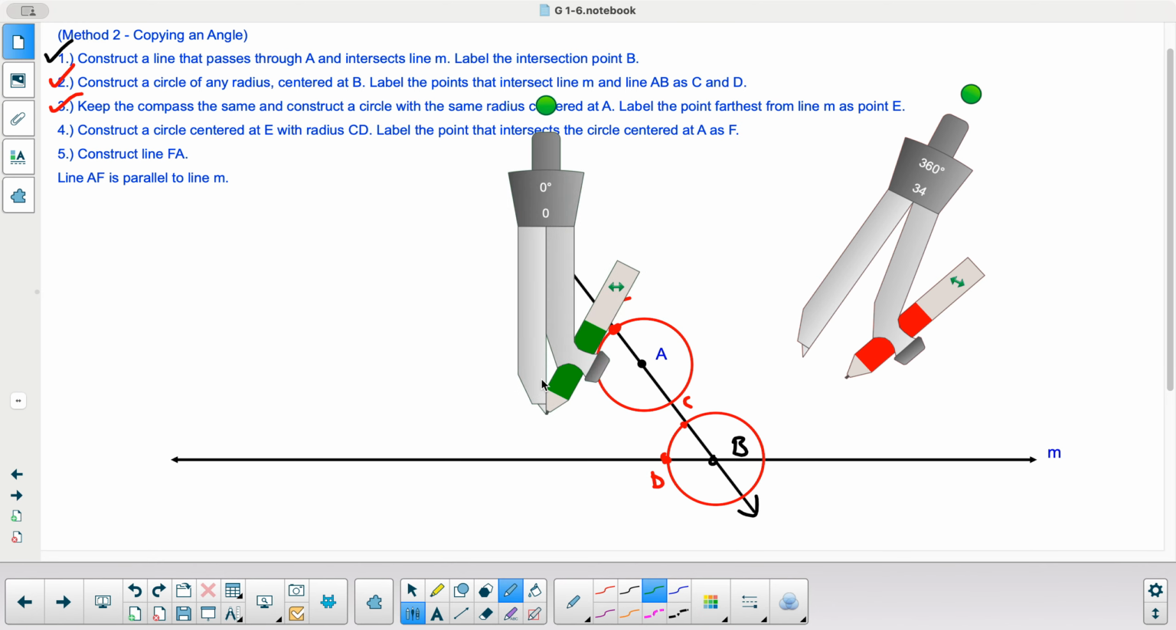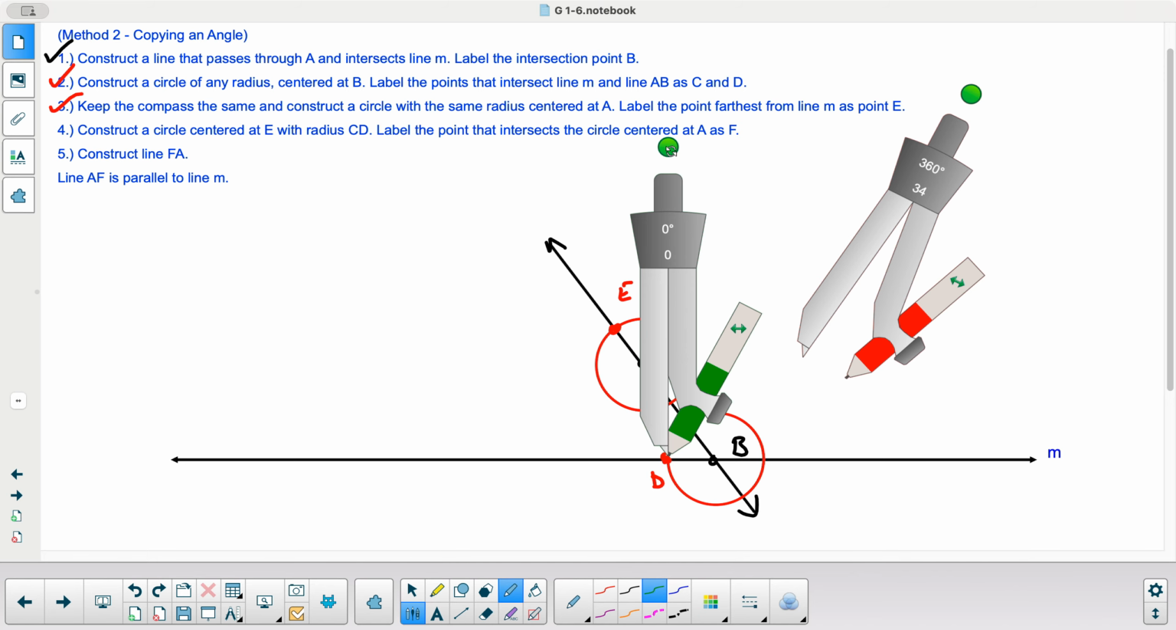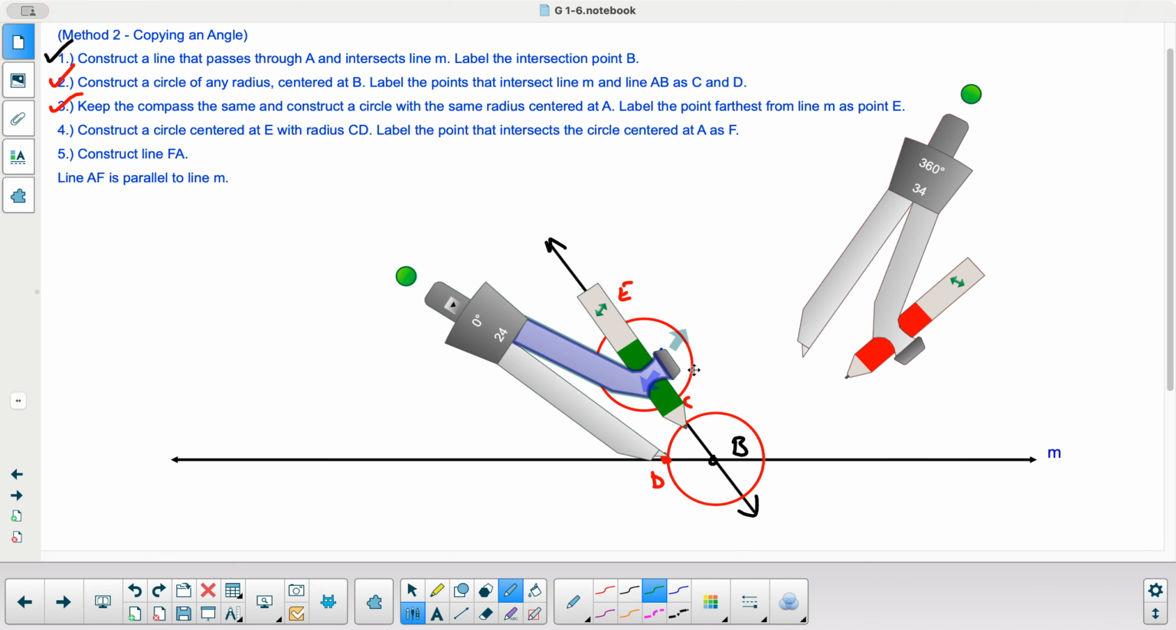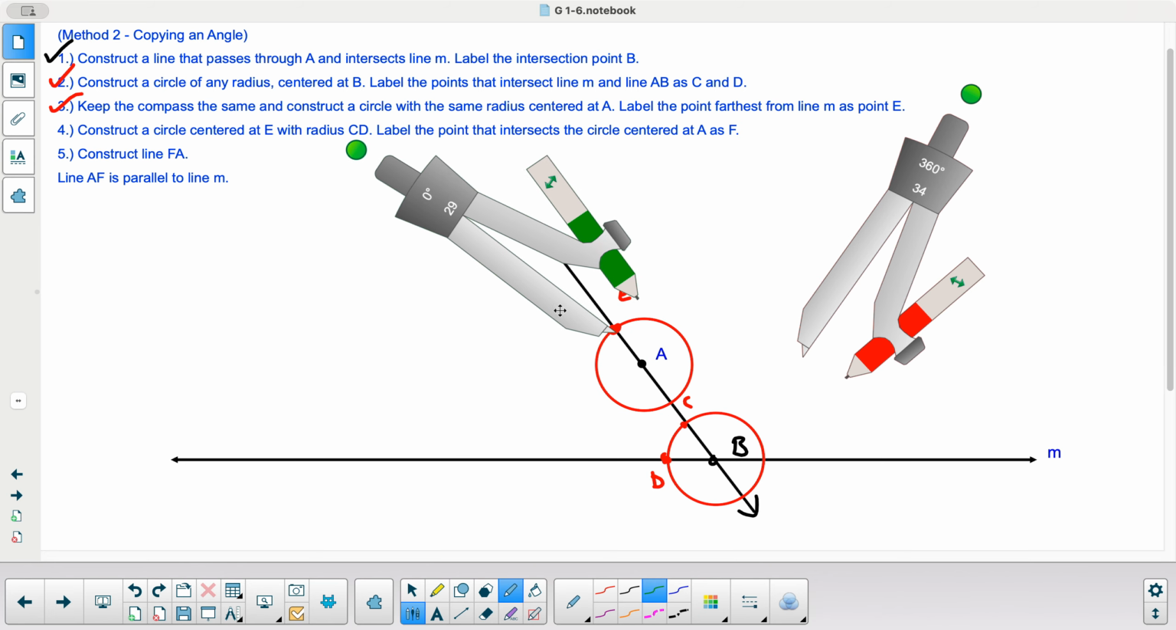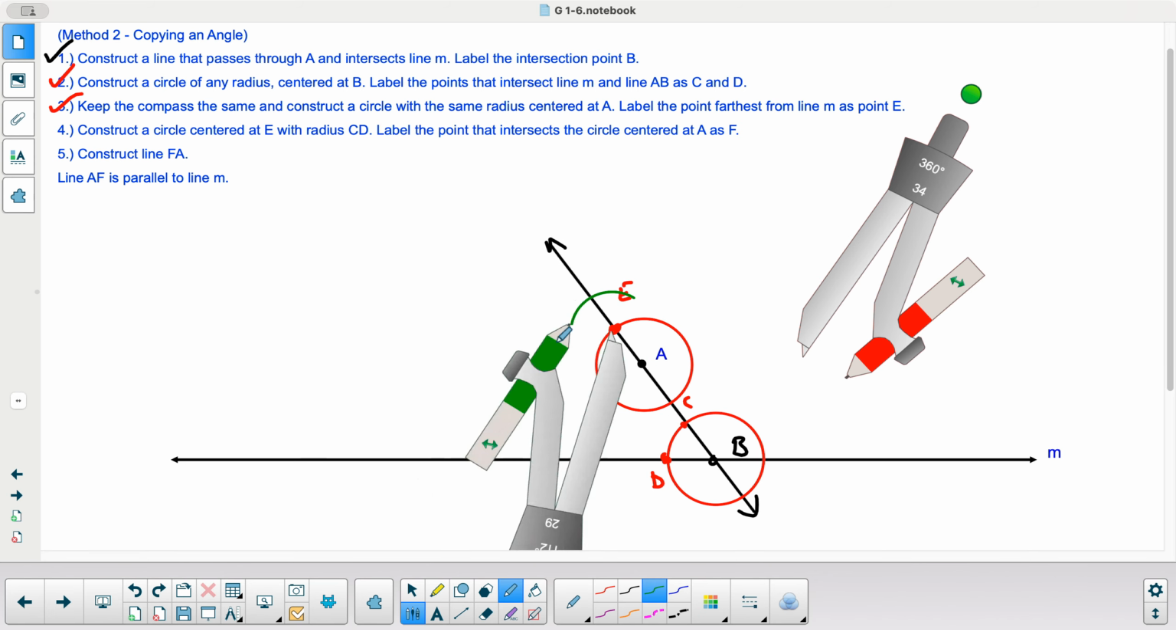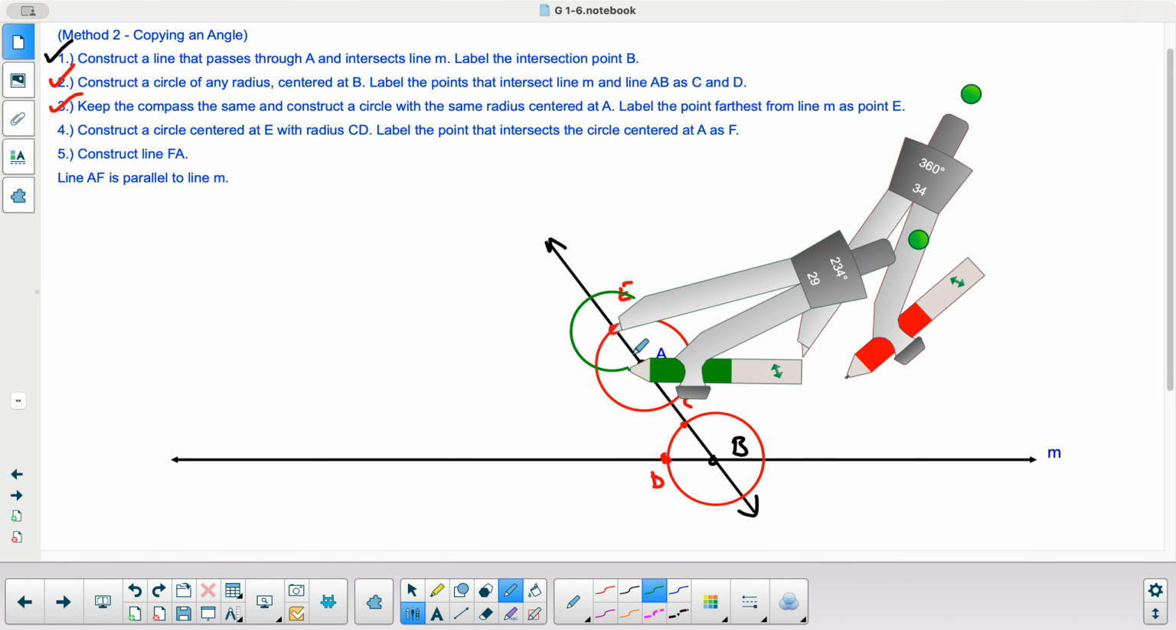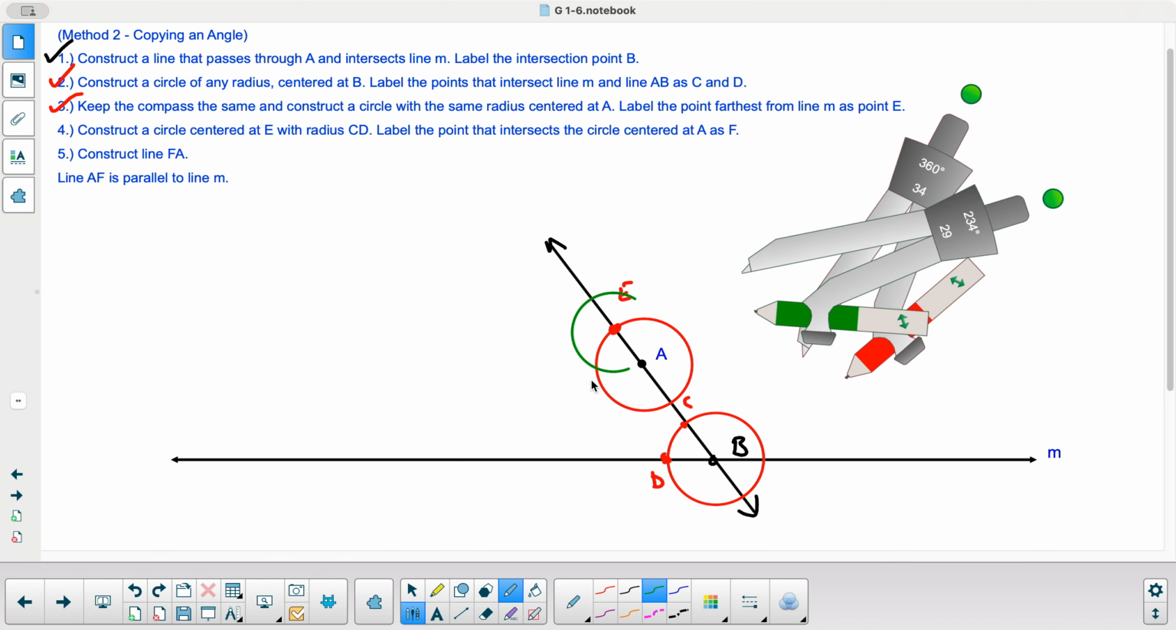Get a new compass, I have a new color. So first I got to measure CD. So there it is. So I need to center it at E. And I don't really need the full circle. I really just need this point. All right, so label the point that intersects the circle centered at A as F. So really I just need this point here. Label that as F. And then construct line FA. So there's F.